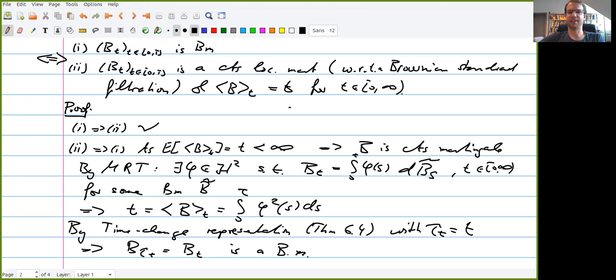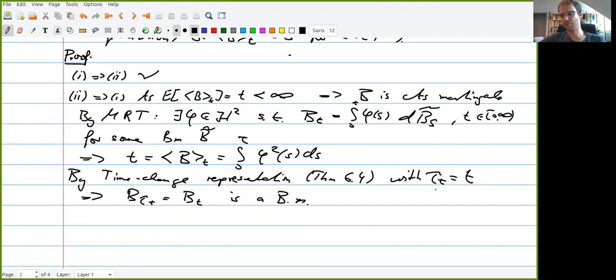All right, that's it. So this was not so hard because here we actually used our previous two main results. The first one is the martingale representation theorem, and the second one is our time change representation. And we will use this Levy characterization in the next video to prove how Brownian motion itself behaves under change of measures.